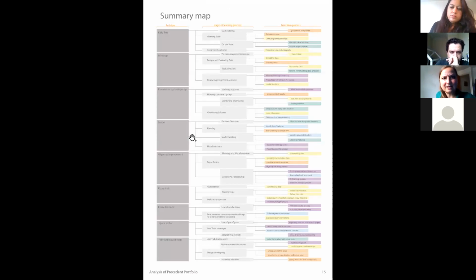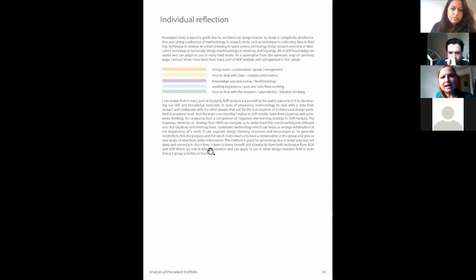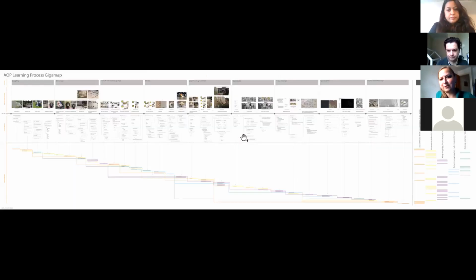We will skip this year. So there is a summary map where the student summarized what he has been doing. Here he has written an individual reflection. Everybody at the end of the portfolio has to write an individual reflection: how this course was useful, what they learned, what was surprising, what was new. Basically writing a reflection and doing a gigamap of all the exercises that have been done. So then you develop your individual gigamap based on the collaborative knowledge. So you summarize it for your own.